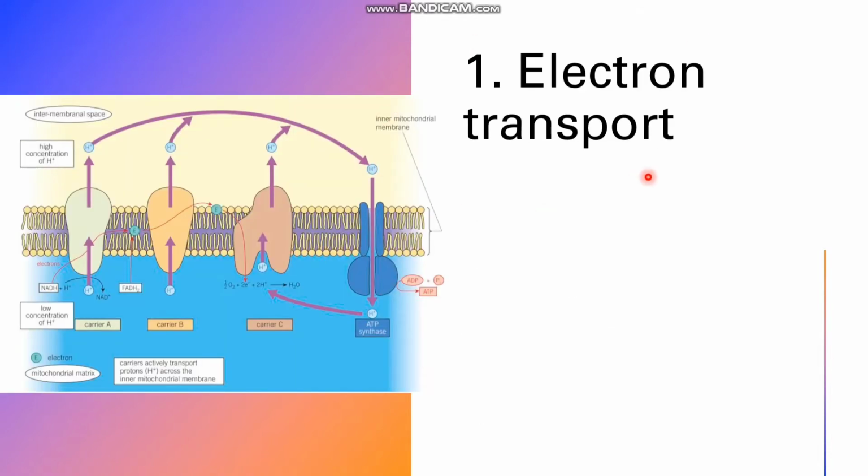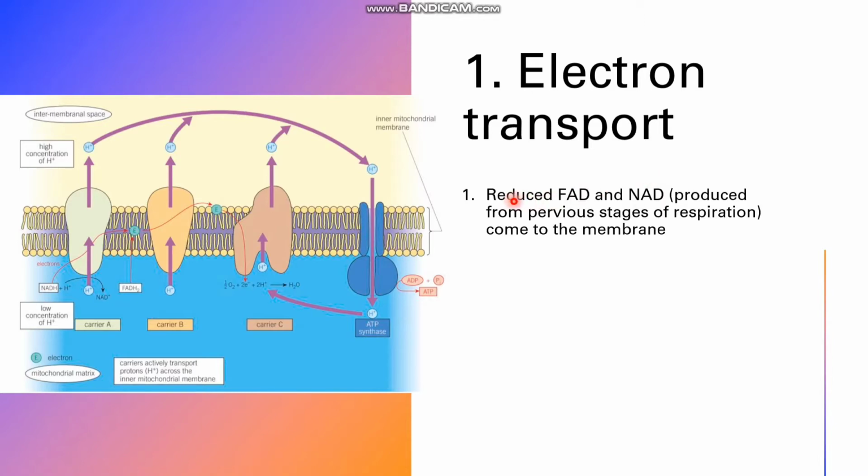So what is the first step in oxidative phosphorylation? This is electron transport. We have reduced FAD and reduced NAD, which are produced from the previous stages of respiration: glycolysis, the link reaction, and Krebs cycle. Most importantly, Krebs cycle produces the largest amount of reduced FAD and reduced NAD. They start off in the matrix because they were made there, and they come up to the inner membrane before the intermembrane space.